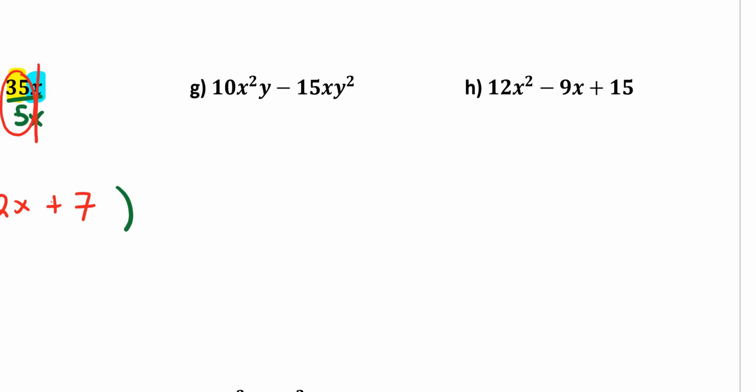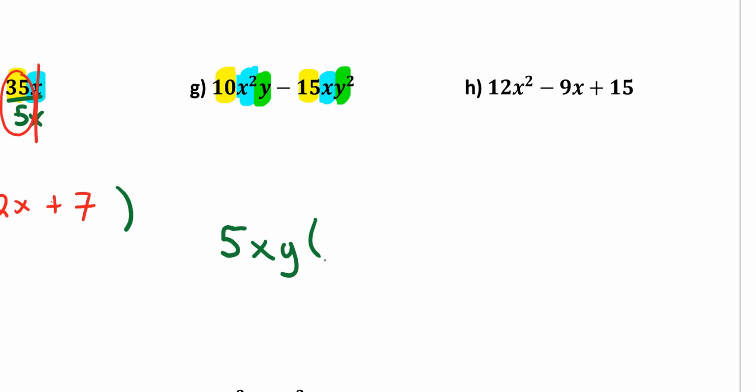Okay, moving on to letter G, let's take a look at the numbers here, 10 and 15. The biggest number that divides 10 and 15 at the same time is the number 5. And then I'll take a look at my variables. I have an x squared and an x, so the smallest one there is just a single x. And then if I take a look at the y variables, what's smaller, y or y squared? Well, a single y is smaller.